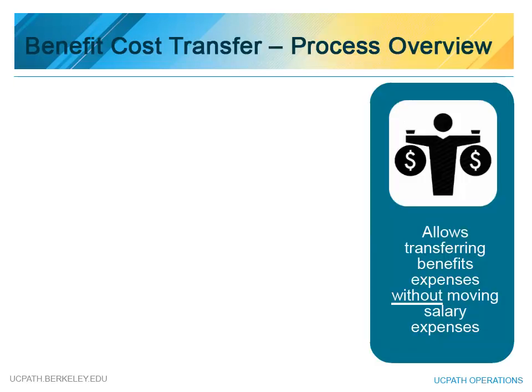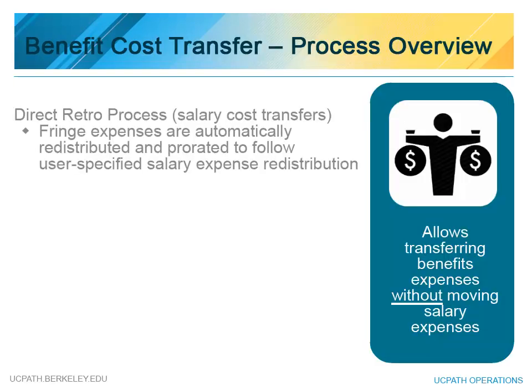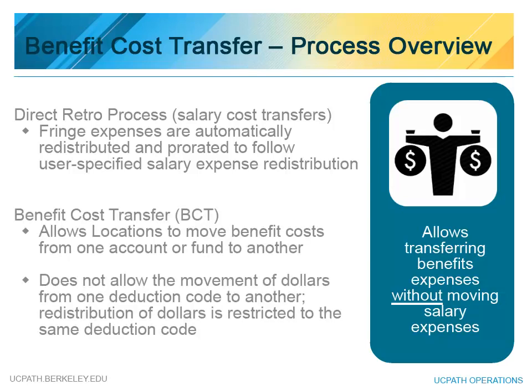During the direct retro process, salary cost transfers, fringe expenses including composite benefit rate (CBR) and non-CBR benefit actuals are automatically redistributed and prorated to follow user-specified salary expense redistribution. The benefit cost transfer process, BCT, allows locations to move benefit costs from one account or fund to another.